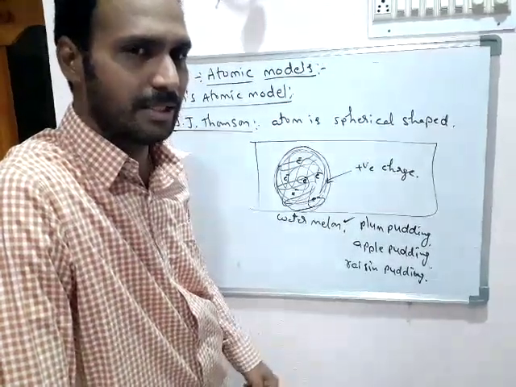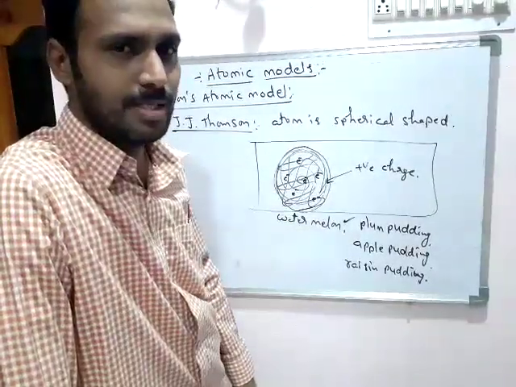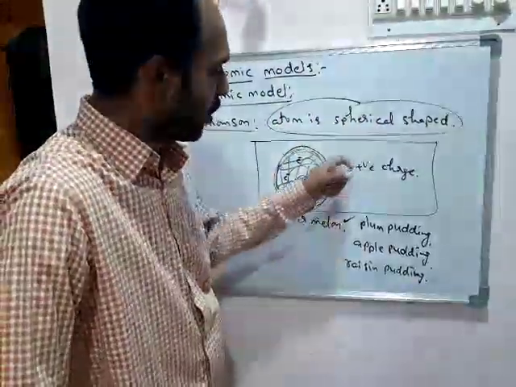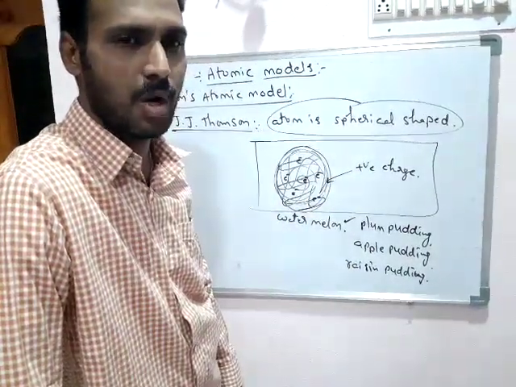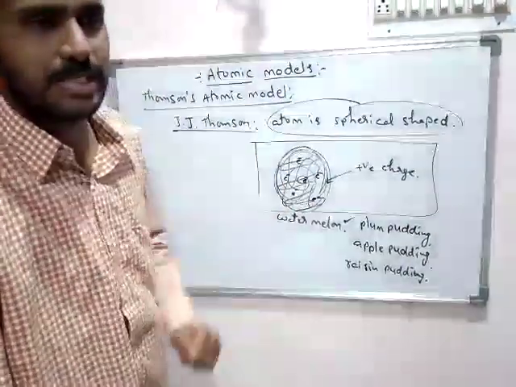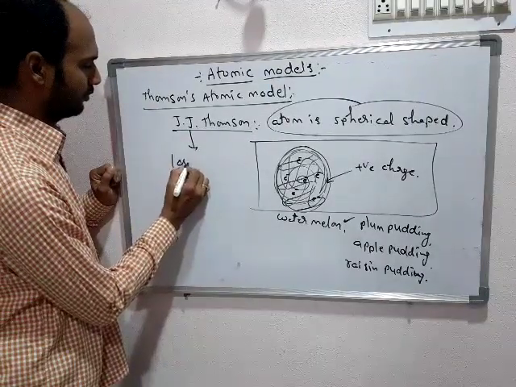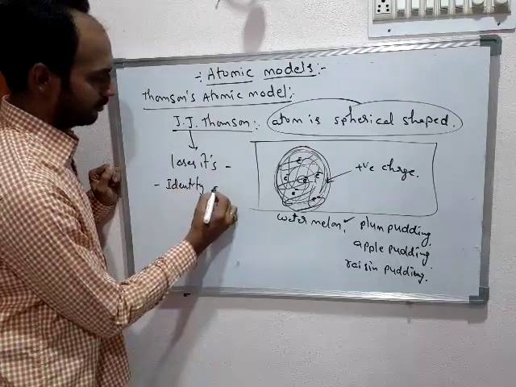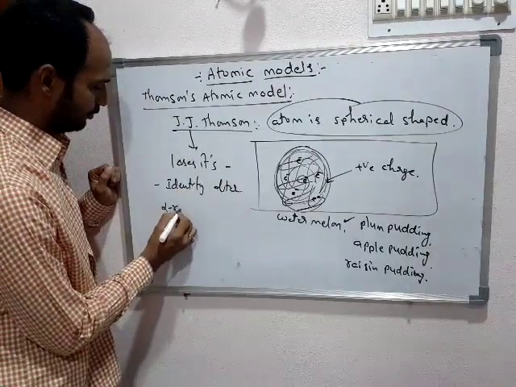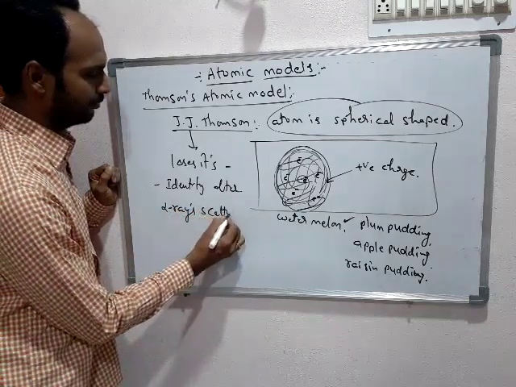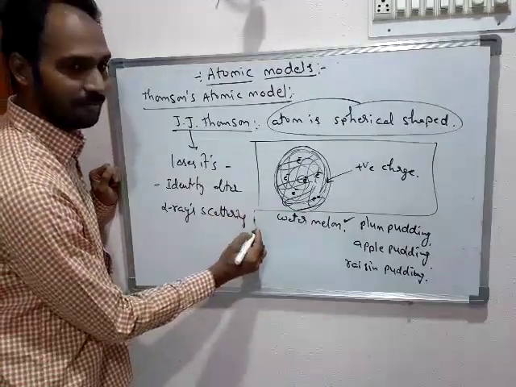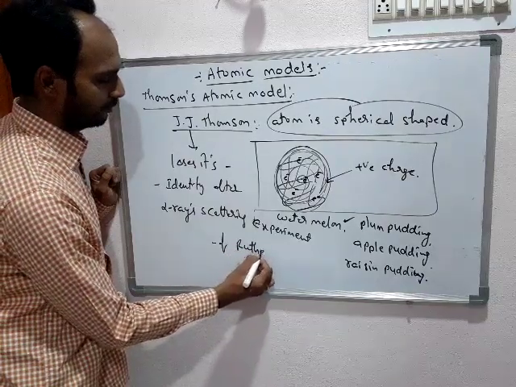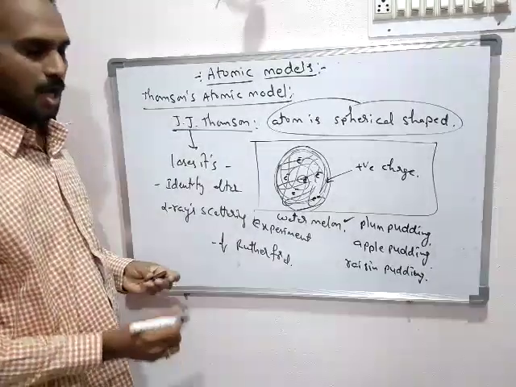So it was the first theory, that's why some importance is given to J.J. Thomson's atomic model. But the only correct point in this theory that we can observe is that the atom is spherically shaped. All the remaining points are totally wrong assumptions. And this theory totally loses its identity after the alpha rays scattering experiment of Rutherford.